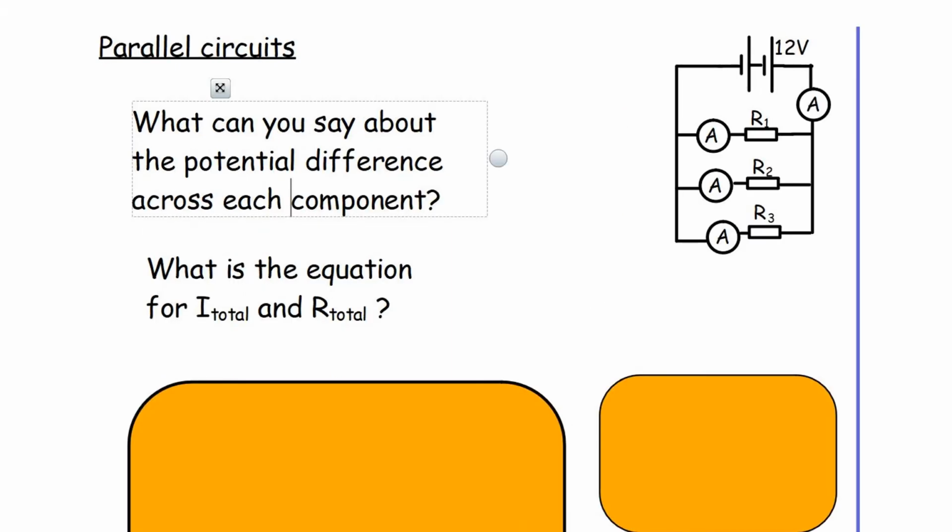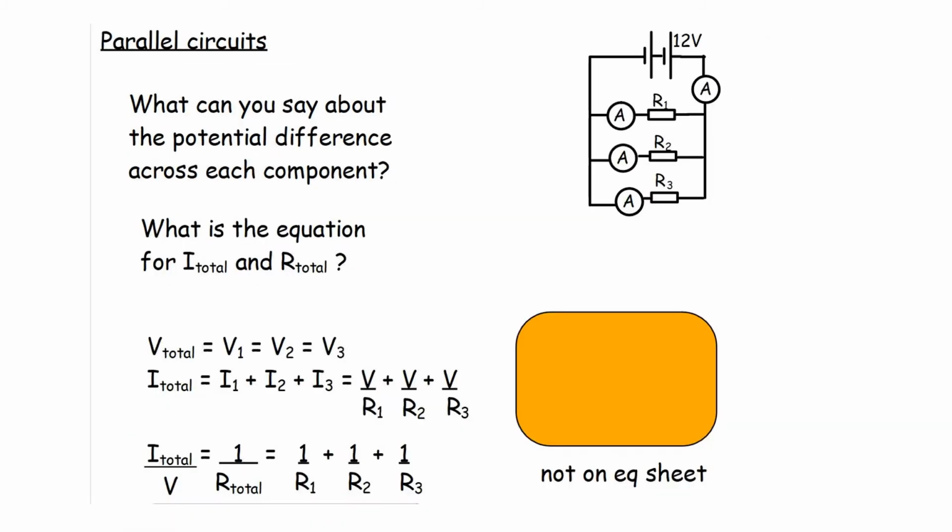In parallel circuits, what can you say about the potential difference across each component? Can you come up with an equation for I total and for R total? So first thing to say is that we know that V total equals V1, which equals V2, which equals V3. The potential difference across each branch in the circuit is going to be equal to the EMF of the cell.